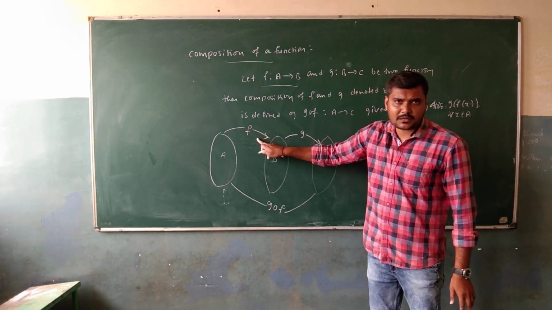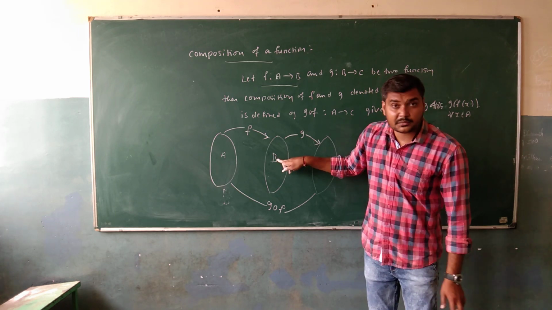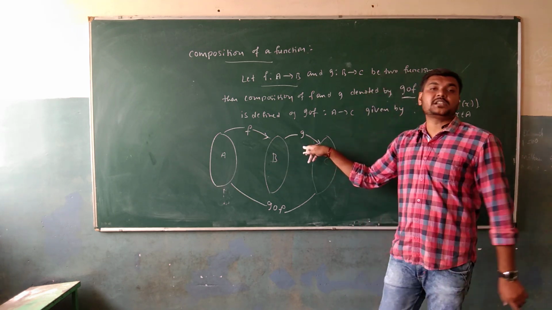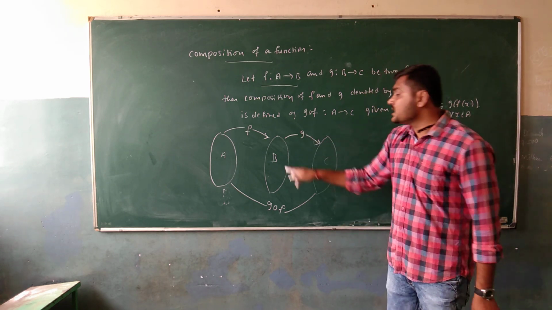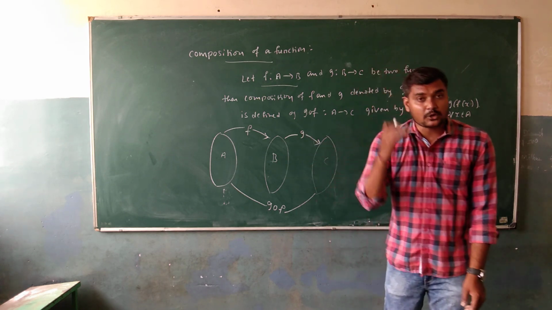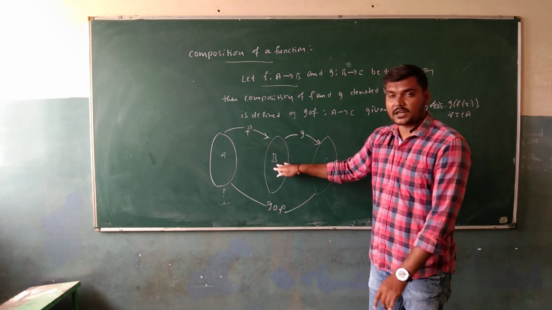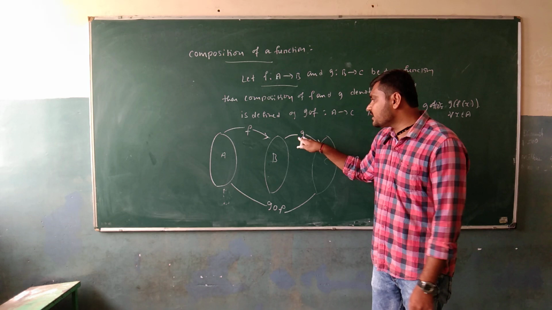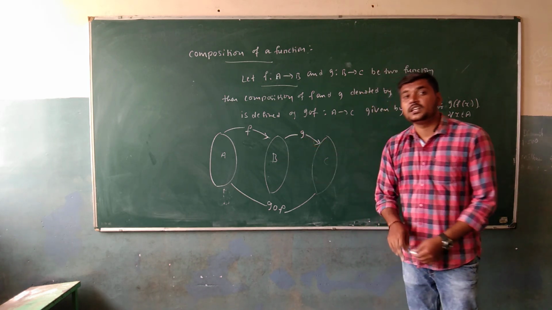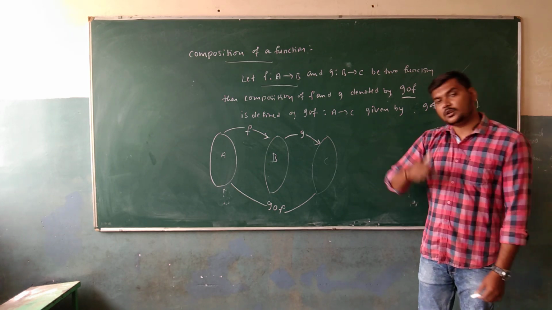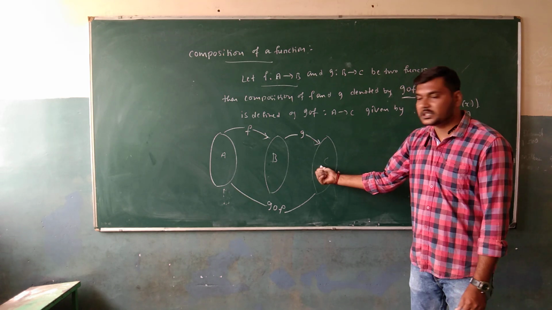When we consider f, A is going to be the domain, and for f, B is going to be the codomain. When we consider the function g of x, that B is going to be the domain elements. But when you consider the function f, that is the codomain. So when you consider g of x, the B set is going to be the domain elements, and the codomain is going to be C.